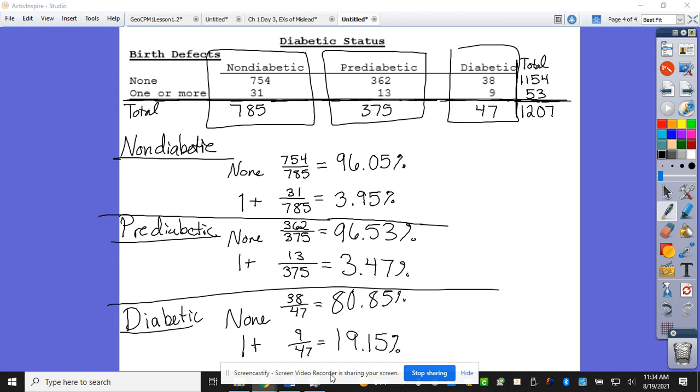So I've got all my different percents. Each group adds up to 100. So now I'm ready to make my graph. With my graph, now that I have both variables, I'm going to be definitely making a what kind of graph? Segmented bar graph.